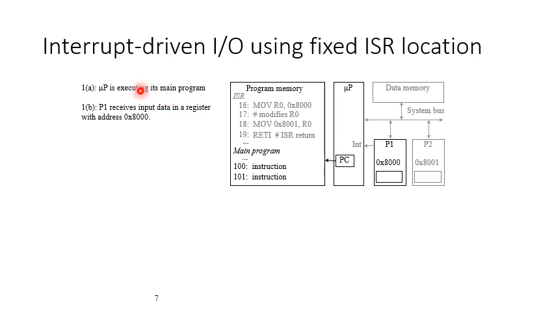So what happens in the beginning? The microprocessor is executing its main program. Now in second, P1 receives input data in a register with address 0x8000. So this is the data that P1 receives. In the next step, in the second cycle, P1 asserts interrupt to request servicing by the microprocessor.